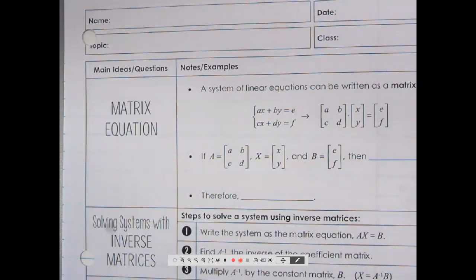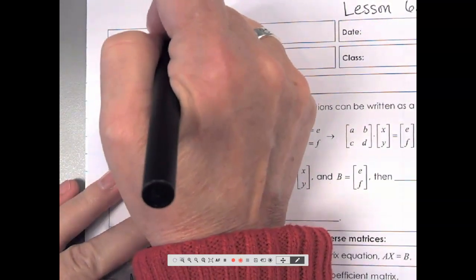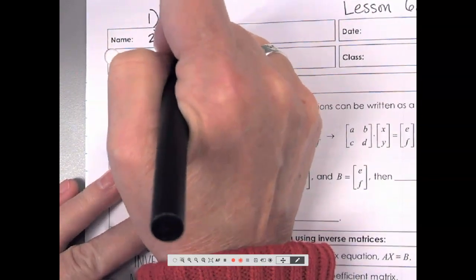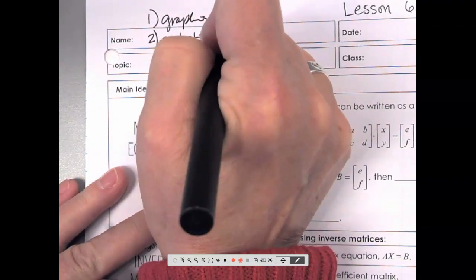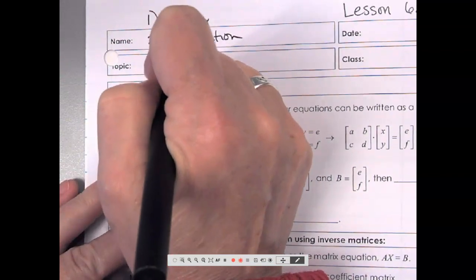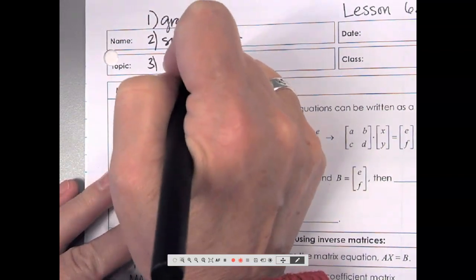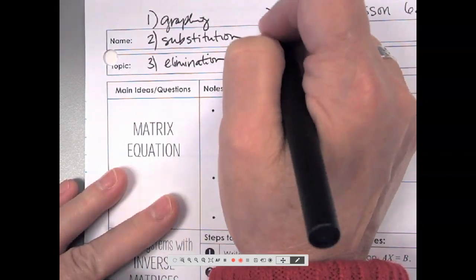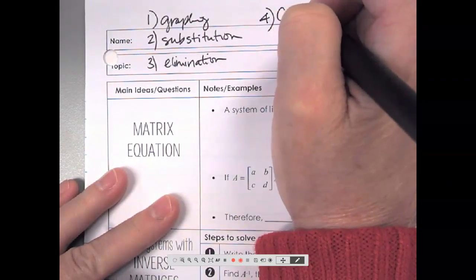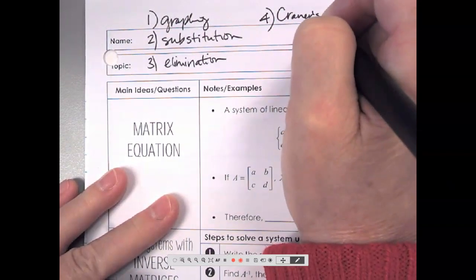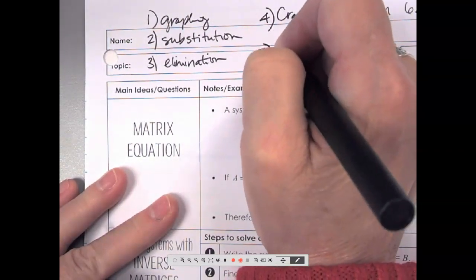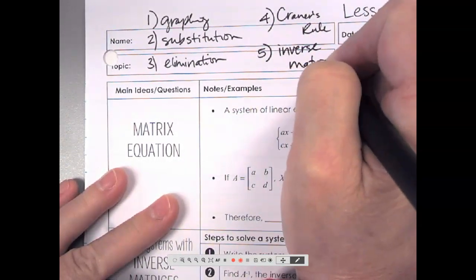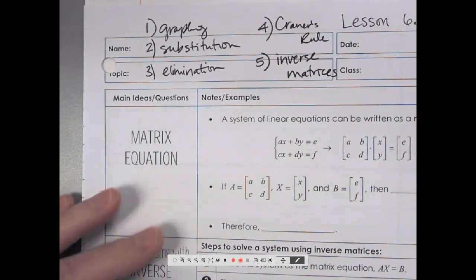So one method, graphing. 2, substitution. 3, elimination. 4, Cramer's rule. And 5, inverse matrices. Who knew there were so many ways?